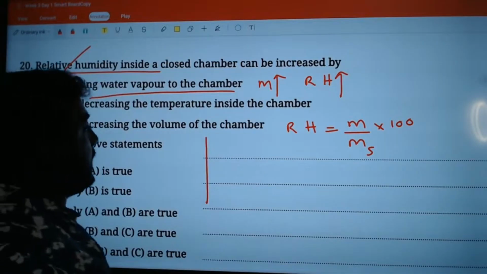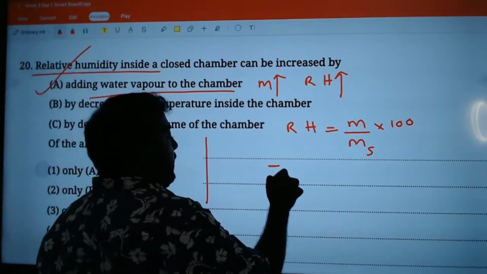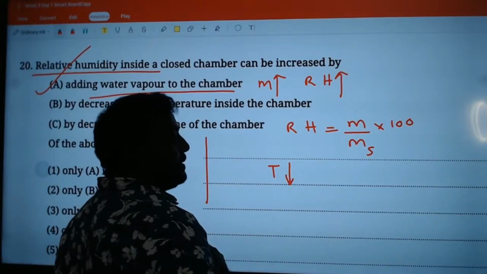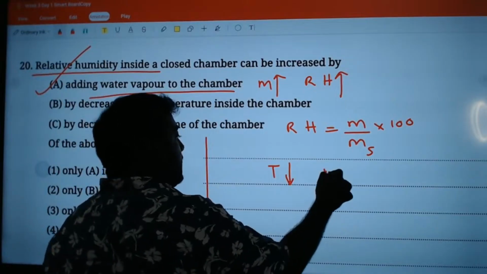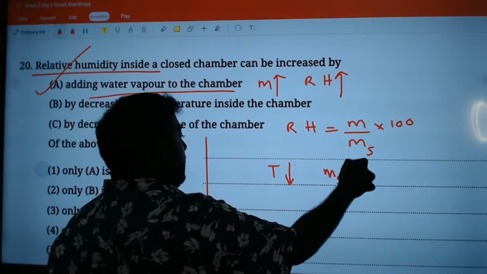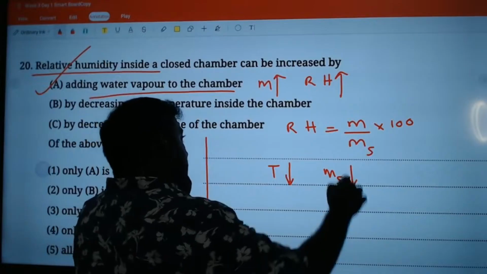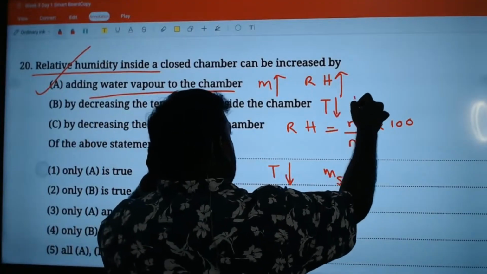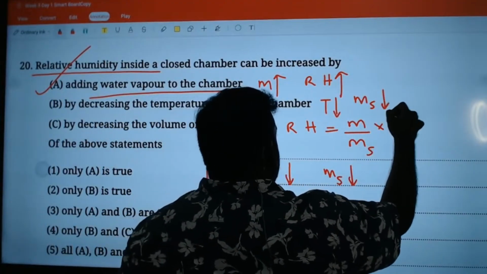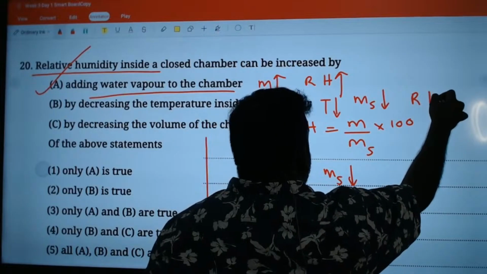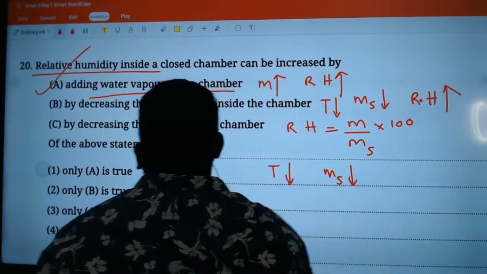Second one, decrease the temperature. When I reduce the temperature inside, what happens? The mass of water vapor required to saturate will also reduce. Temperature reduces, m_s will reduce. m_s reduces, RH will what? Increase. Correct. B is correct.